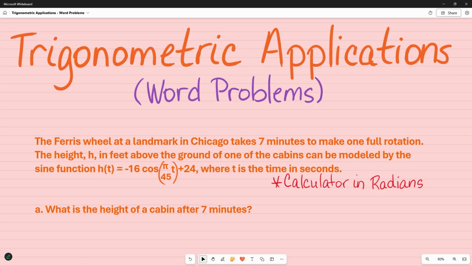We're going to discuss trigonometric applications. When you are looking at your word problem, you want to see if we are talking about degrees or radians. In this case, we're talking about radians, so you want to change your calculator's mode to radians.